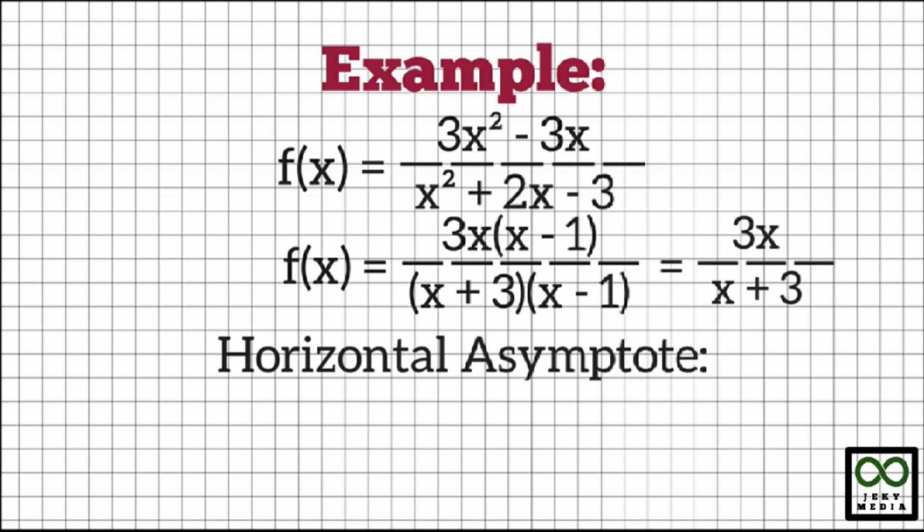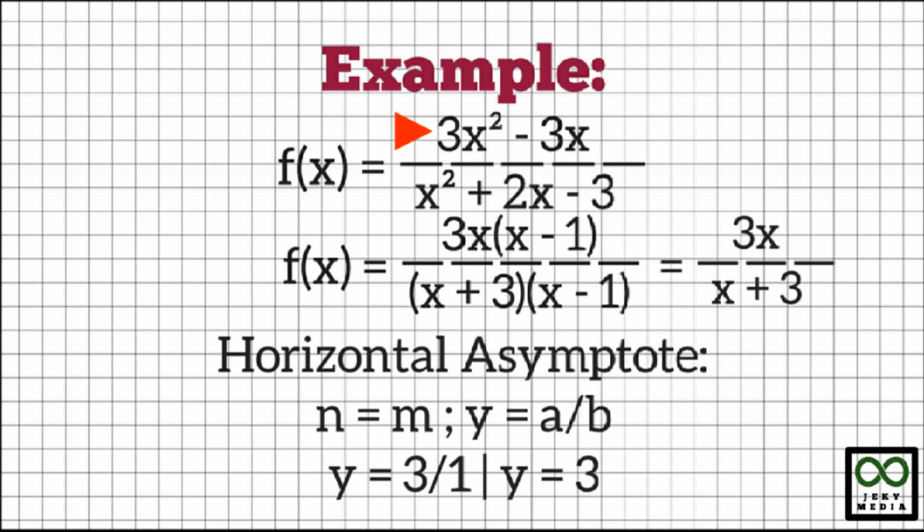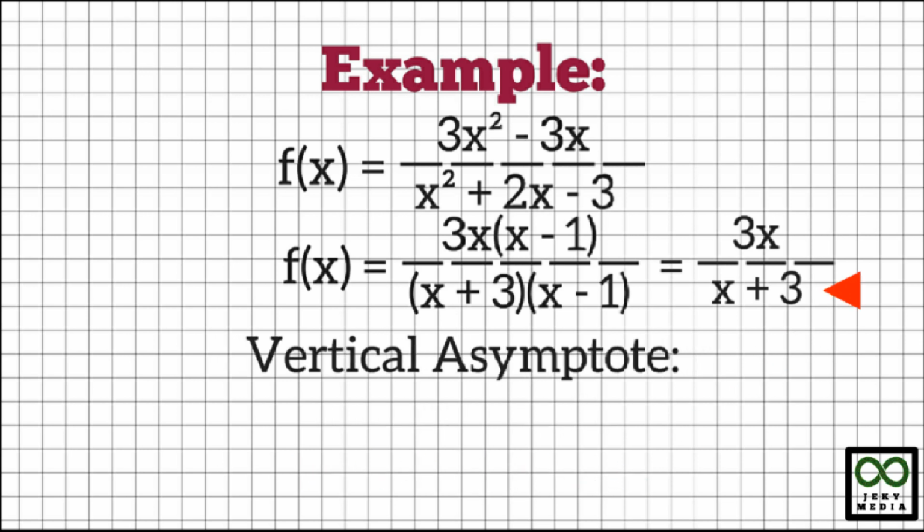In this rational function, the degrees of the numerator and denominator are equal. Therefore, the horizontal asymptote is y equals a over b. The leading coefficient of the numerator is 3, and the leading coefficient of the denominator is 1. 3 divided by 1 is 3. The horizontal asymptote is y equals 3. To get the vertical asymptote, equate the denominator to 0. x plus 3 equals 0. Solving for x will give you x equals negative 3.